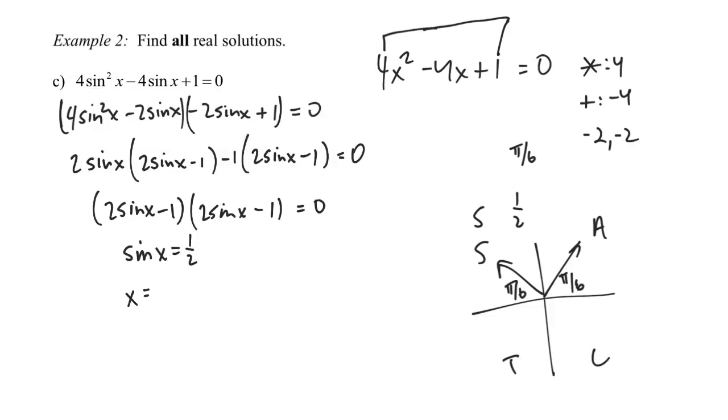And so the first set of solutions is going to be pi over 6 plus 2 pi k. And the second set of solutions, remember, we're going to subtract backwards from pi, and so that's going to be 5 pi over 6 plus 2 pi k. And so that's going to do it for solving trigonometric equations.